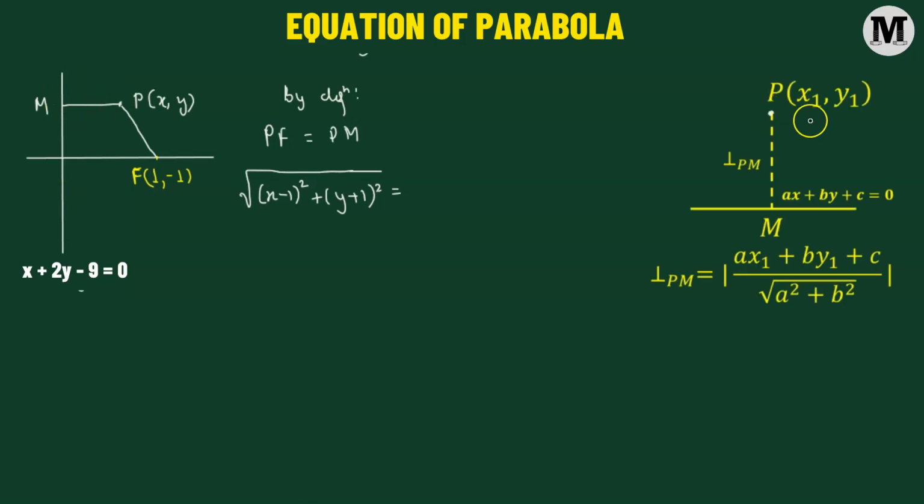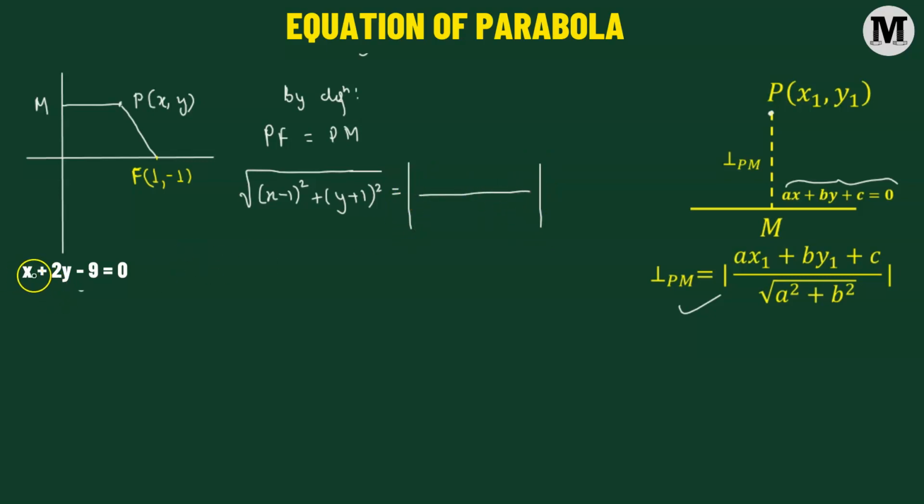Let's say we have a point P with the coordinates x1 comma y1, and it is at a perpendicular distance from a straight line whose equation is given by ax plus by plus c equals 0. Then the perpendicular length will be given by this expression, where we take the absolute value of ax1 plus by1 plus c divided by the square root of a squared plus b squared. Now that means we'll take the absolute value, and then inside the absolute value we consider the ratio.